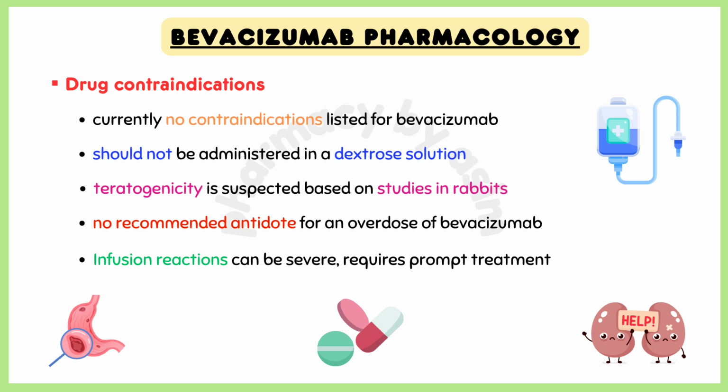Teratogenicity is suspected based on studies in rabbits. There is no recommended treatment or antidote for an overdose of bevacizumab. Infusion reactions with bevacizumab can be severe, requiring discontinuation and early therapy for hypersensitivity reactions. That's all about pharmacology of bevacizumab.